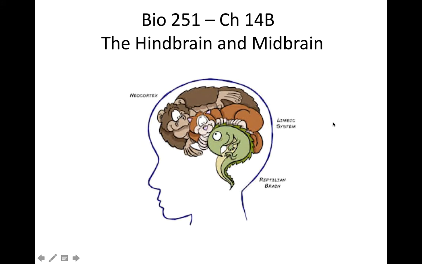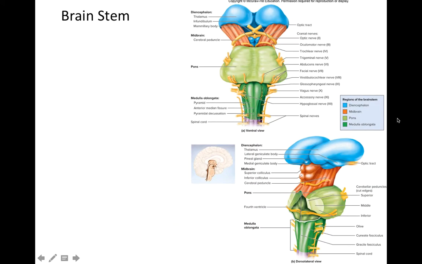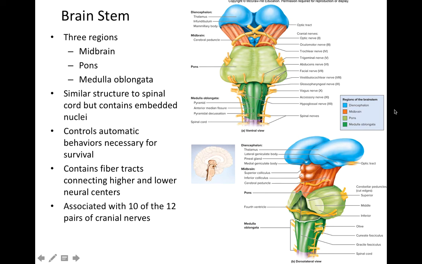So we're going to start here. We're going to start with our brainstem. So here you can see the components. We've got the medulla oblongata, the pons, and the midbrain. Okay, those are the components of the brainstem. The diencephalon is actually part of the forebrain, so we'll talk about that in a little bit. So it's very similar in structure to the spinal cord because it basically is connected to the spinal cord. It's right here. But you're going to have more embedded nuclei.